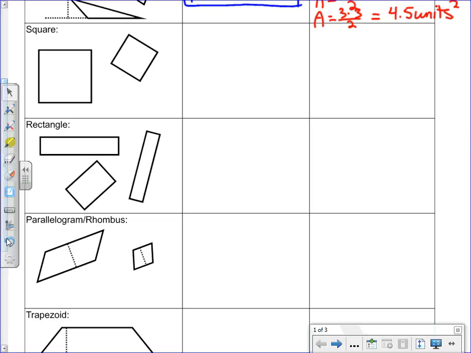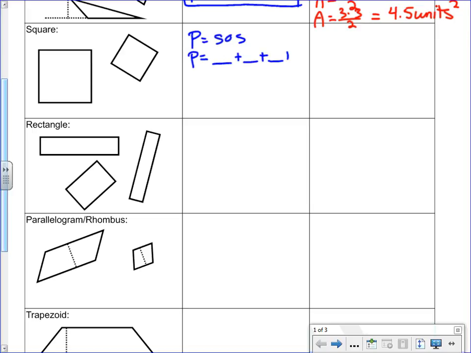So our next one here is a square. Squares are pretty easy because, again, our formula for perimeter is our sum of all sides. So P equals sum of sides. This time I have 4 sides to a square. 1, 2, 3, 4. The other thing is on a square, a lot of times they're just going to give you one measurement. So let's say they give you this right here, and they won't tell you anything else.